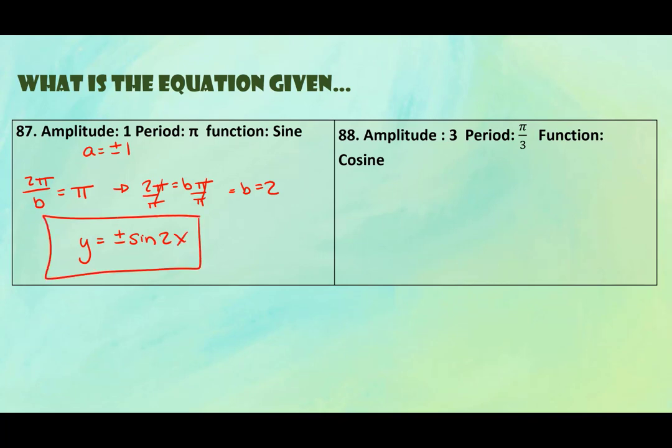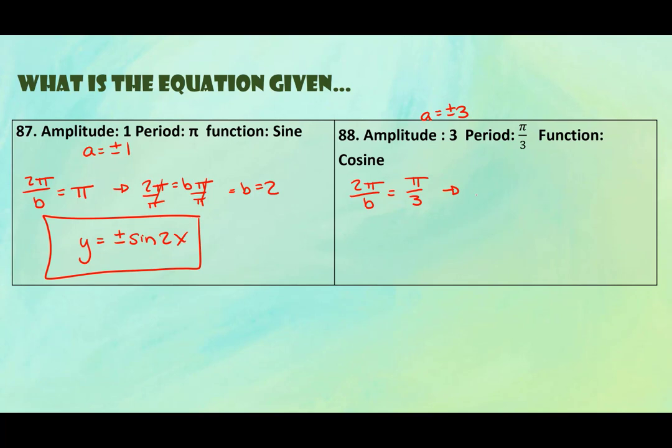Now, for number 88, we have an amplitude of 3. So we know that a is equal to plus or minus 3. We have a period of pi over 3, and our function is a cosine function. So again, we're going to solve for b the same way we did in the last one. So we know that 2 pi over b is equal to pi over 3. So we're going to solve for b here.